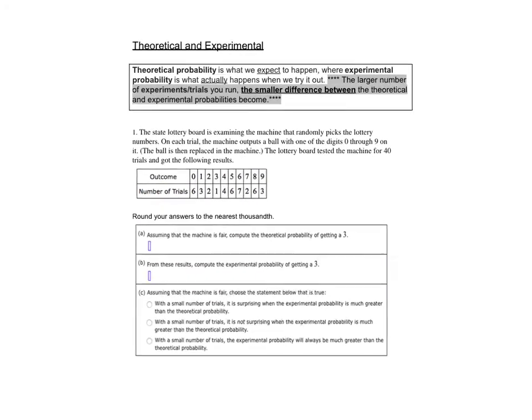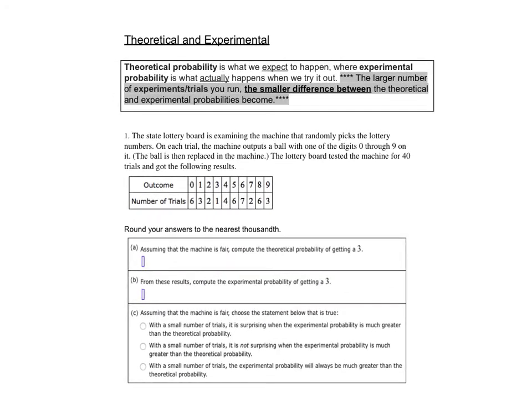Okay, theoretical and experimental probabilities. The only difficult part of this is understanding the terms. Theoretical, as it says, is what we expect to happen. Experimental is what actually happens. So you could expect that you have a 1 out of 2 chance of getting heads every time you toss a coin. That's the theory. But in the experiment, you may get heads 4 times out of 5.